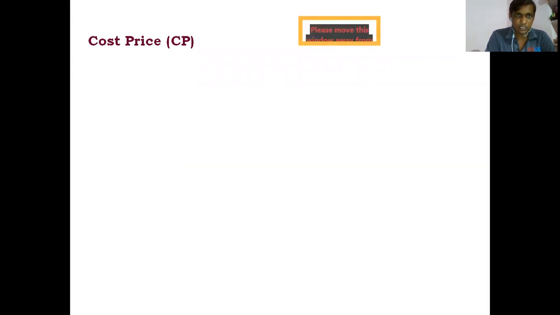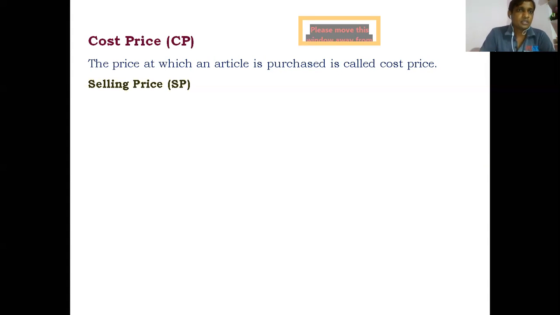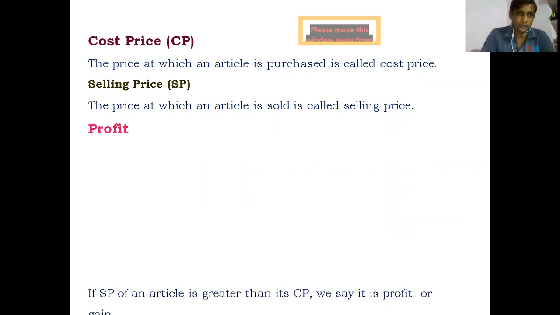The first is cost price. The price at which an article is purchased is called cost price. The next term we'll come across is selling price. The price at which an article is sold is called selling price. And one more term we will come across is profit.